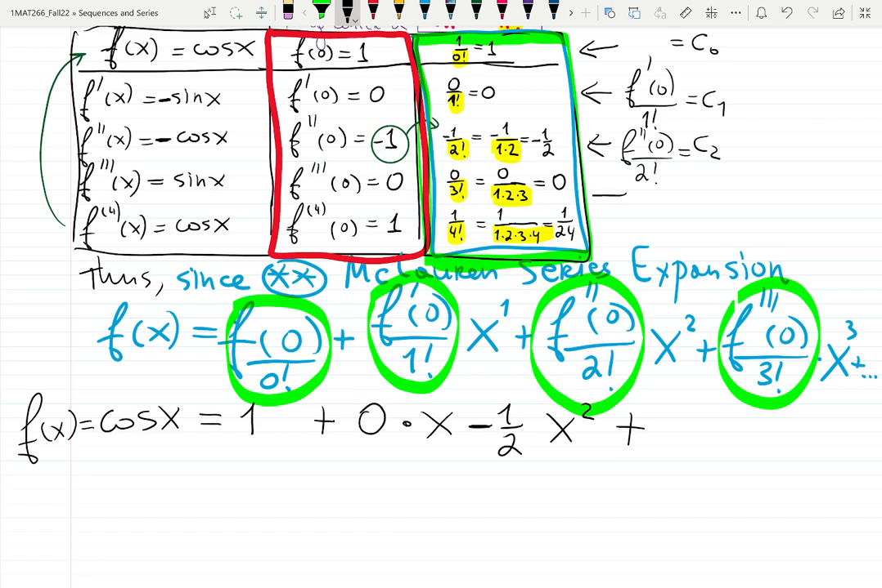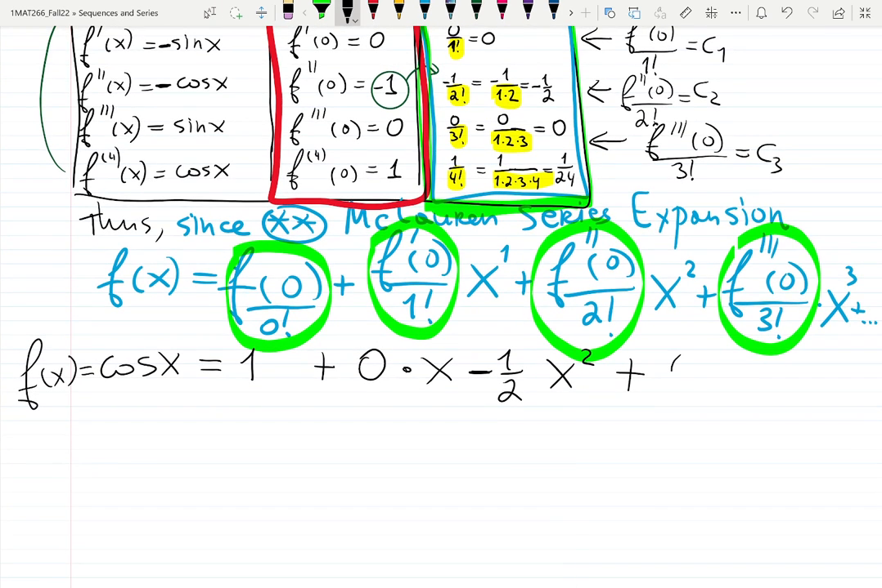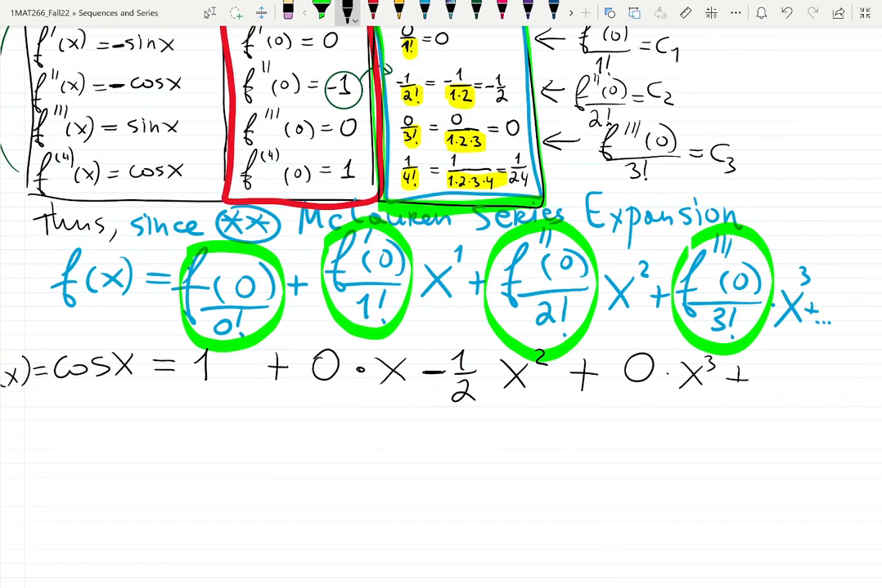Plus the third derivative at 0 divided by 3 factorial. That is C sub 3. That is 0 times x cubed. Plus the fourth derivative at 0 divided by 4 factorial. That is C sub 4. 1 over 24 x to the 4, plus, and keep going.